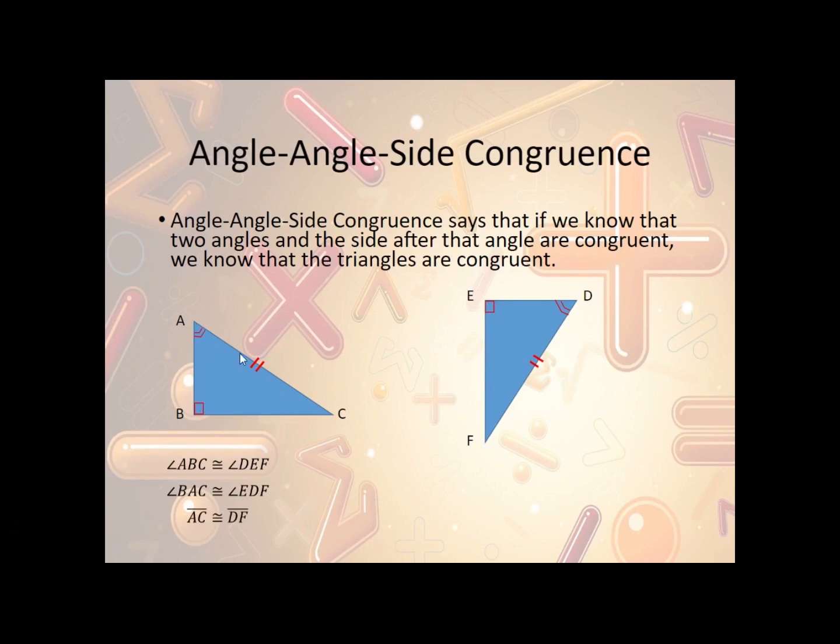So we have two angles and the side that comes after them are all congruent. So therefore, we would say the triangles are congruent. Triangle ABC is congruent to triangle DEF using angle side.